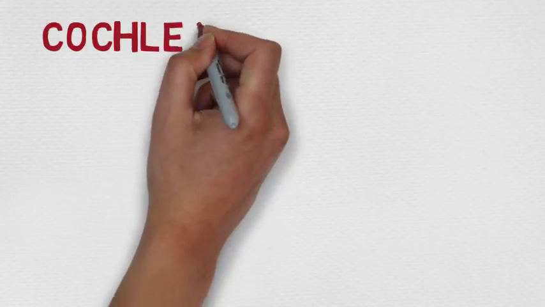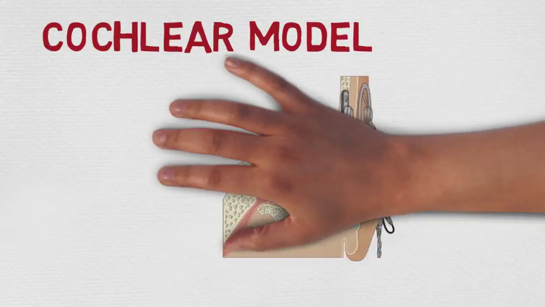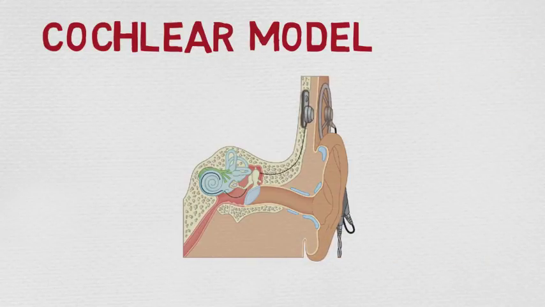Cochlear Model. In normal hearing, sound travels from the outer ear through the middle ear to the cochlea, where it converts into electric impulses that the brain can understand. Most cases of severe hearing loss involve damage to the conversion of sound into electric impulses in the cochlea.